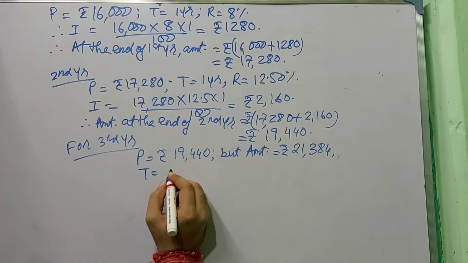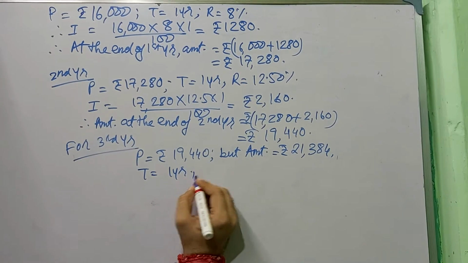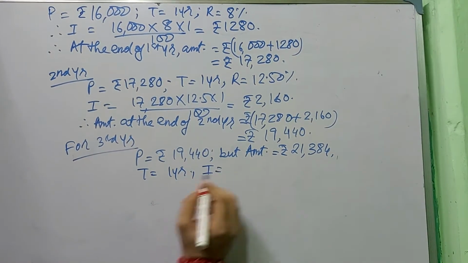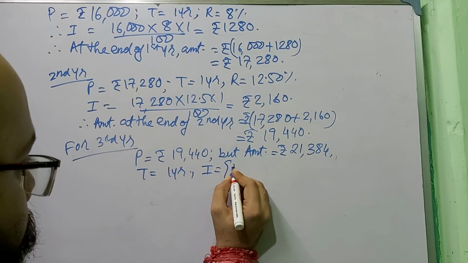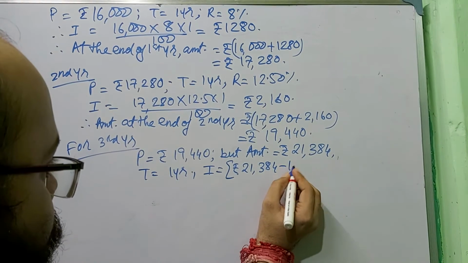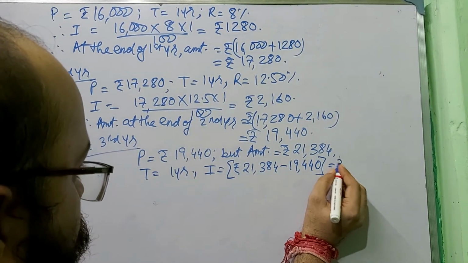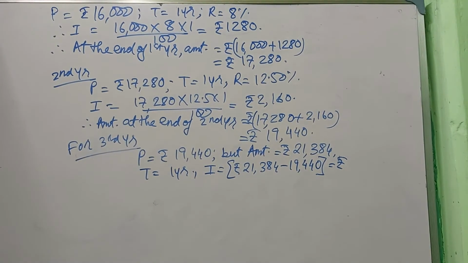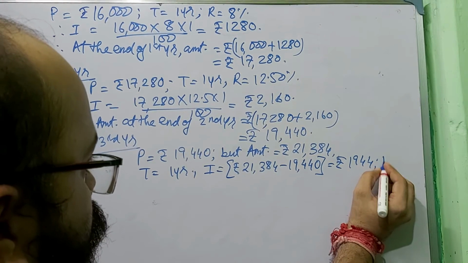Time is obviously 1 year annually. You know interest. What will be the interest? You can calculate that: 21,384 minus 19,440. If you subtract that, you will get the interest amount. The interest amount becomes 1944. But you don't know R.